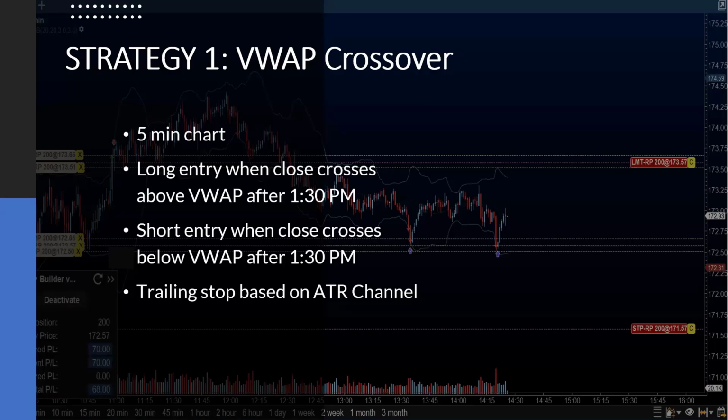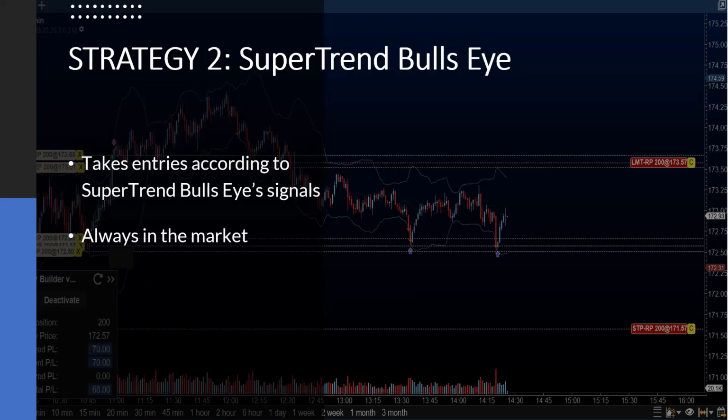And it will go long if close crosses above the VWAP, or we go short when the close price of our 5-minute bars crosses below the VWAP. The VWAP, of course, is the volume weighted average price. And we're going to have a stop loss condition, which is actually going to be a trailing stop based on an ATR channel.